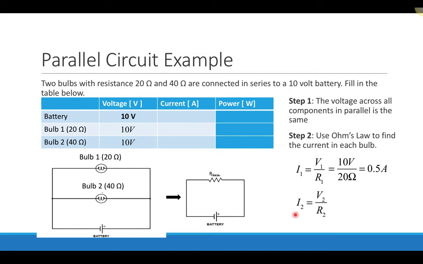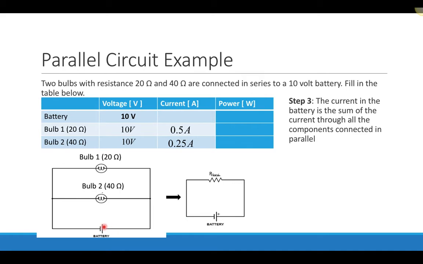I can do the same thing for bulb 2. So bulb 2 is 40 ohms. So the voltage is 10 volts. The resistance is 40 ohms. So 10 divided by 40 is 0.25, and so I know the current through bulb 2 is half of what the current through bulb 1 is because it has twice the resistance.